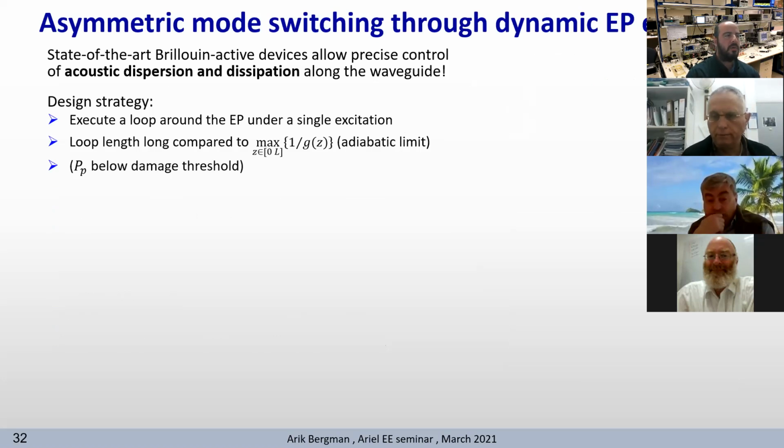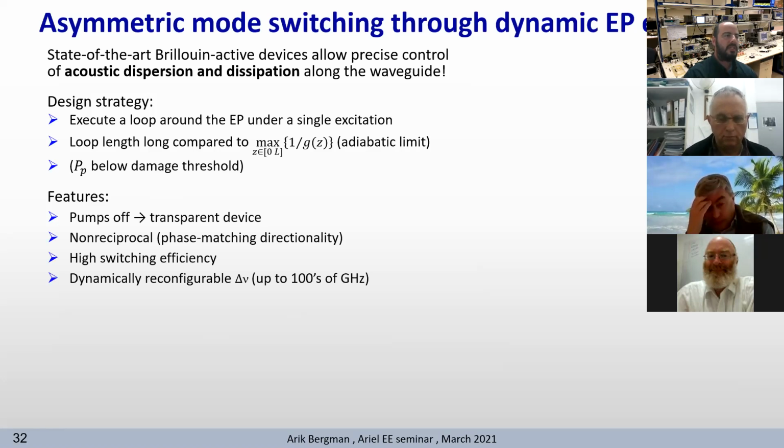As we already said, we want to sculpt the parameter space to execute a loop around the exceptional point under a single excitation. We want the loop lengths to be longer than the inverse of the normalized gain difference between the eigenmodes. This is just the manifestation of the adiabatic limit in our system. It is required to observe significant energy exchange between the eigenmodes. And needless to say, we must pump below the device damage threshold.